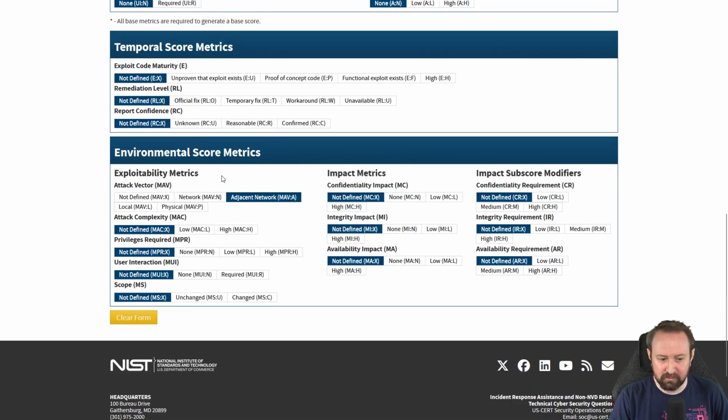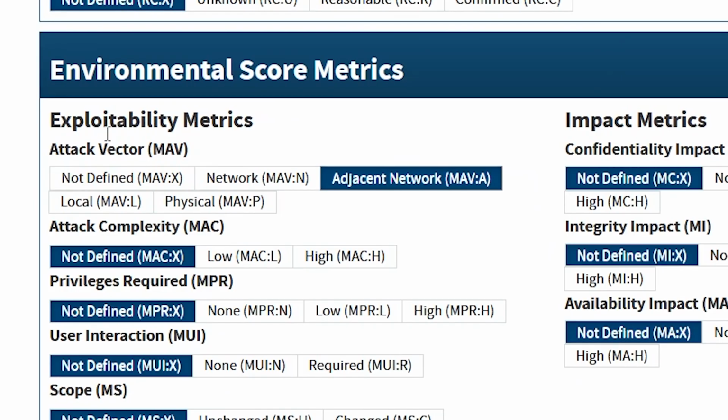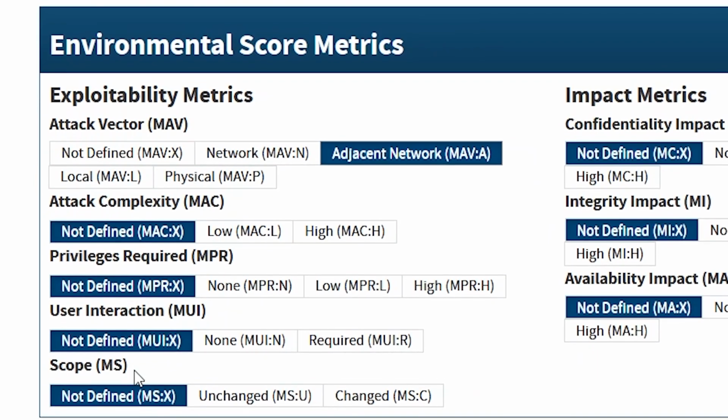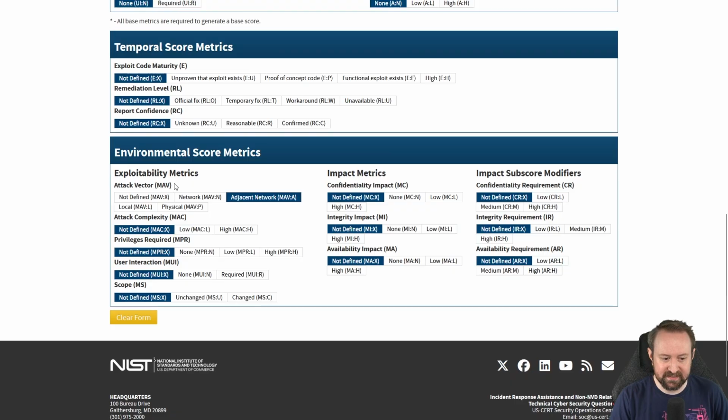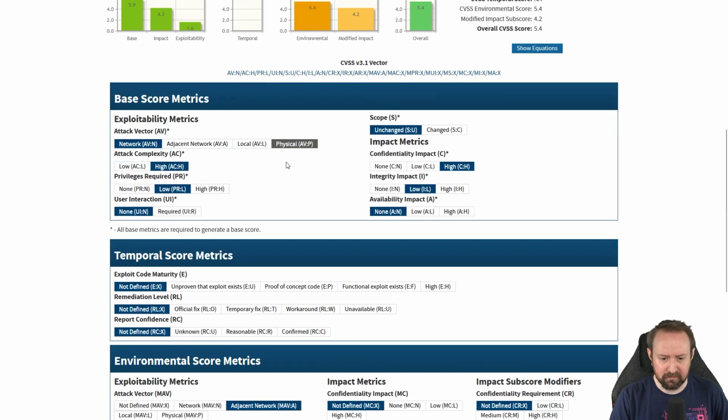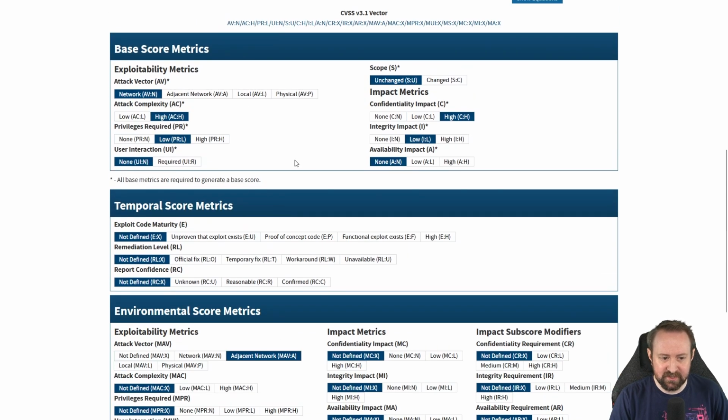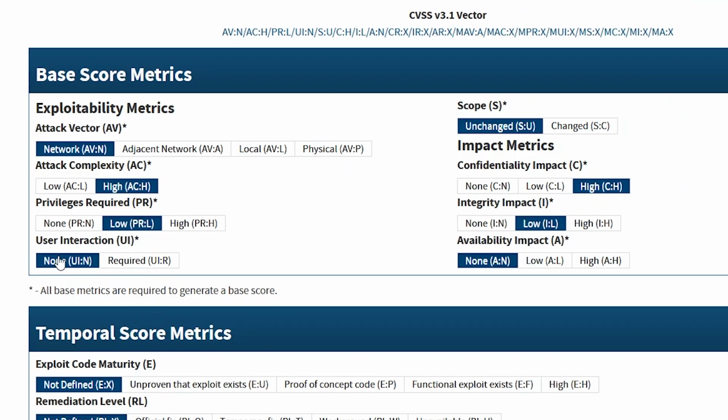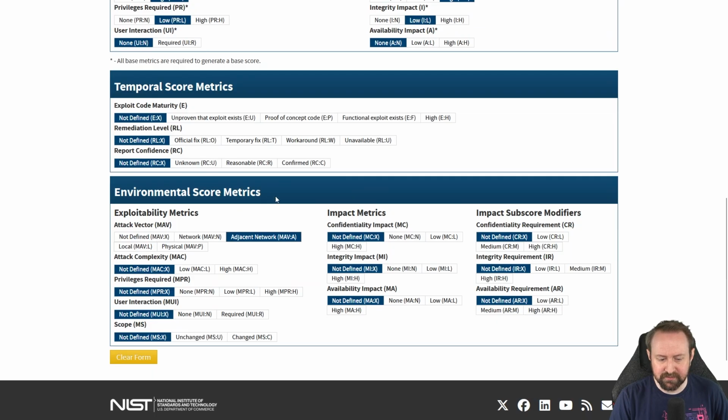You'll note that in exploitability metrics, these are basically mapped, they're the same as the base metrics. Okay, so you've got attack vector, attack complexity, privileges required, user interaction, scope, confidentiality, integrity, and availability. And then you have some impact subscore modifiers you can use here. These eight over here are just the base score metrics repeated. And that's because these should never be changed, remember, never change these, but you can change the environmental score metrics.